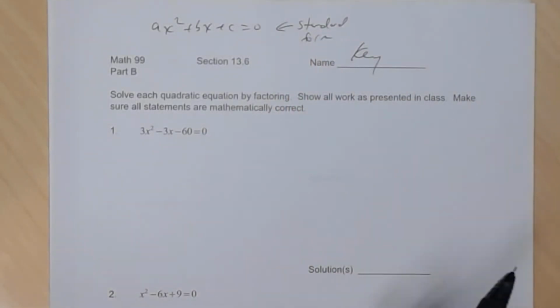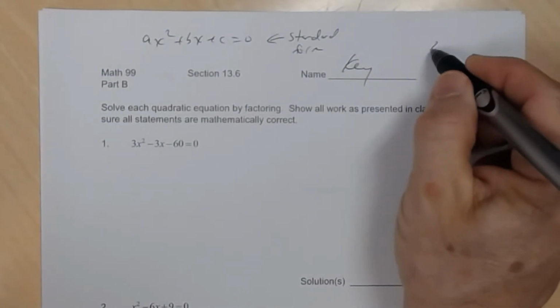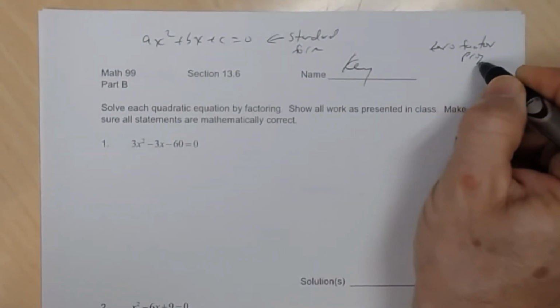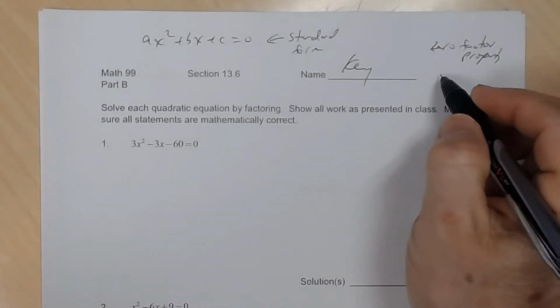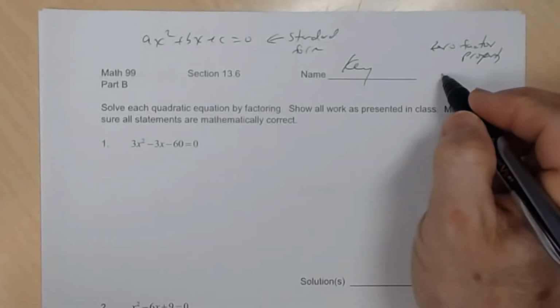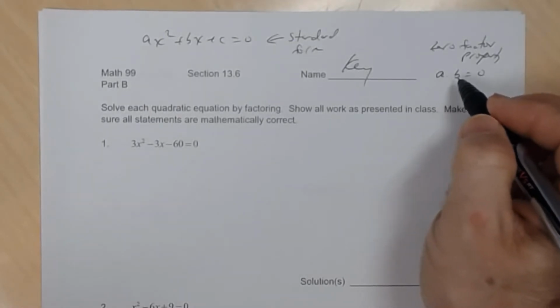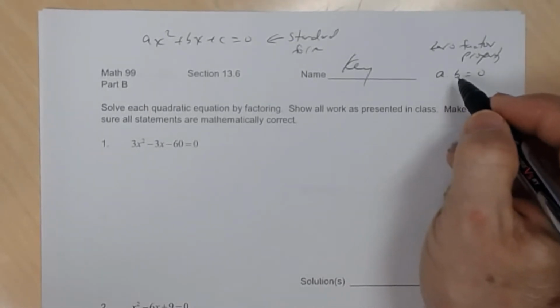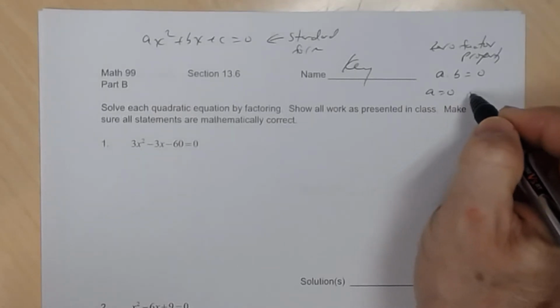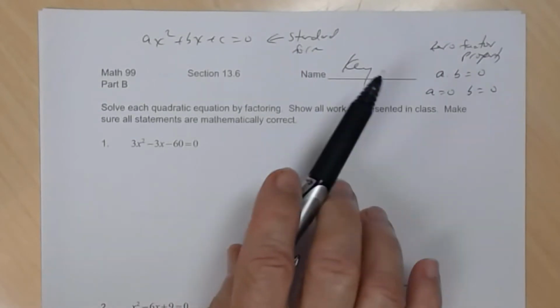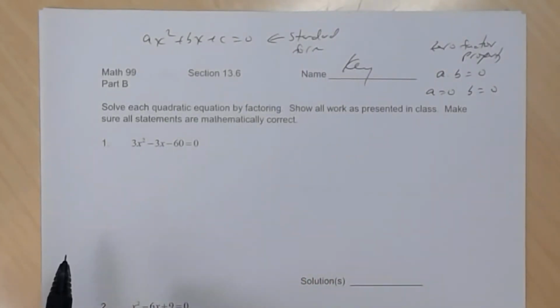And one of the other things you're going to use is the zero factor property. So that's another thing you're going to use with factoring, the zero factor property. And basically, the zero factor property says if you have two or more factors whose product is 0, so you have a times b is 0, then one of these factors must be 0. So either a is 0 or b is 0. Okay, so you use that idea in part A, you're going to use it again in part B.